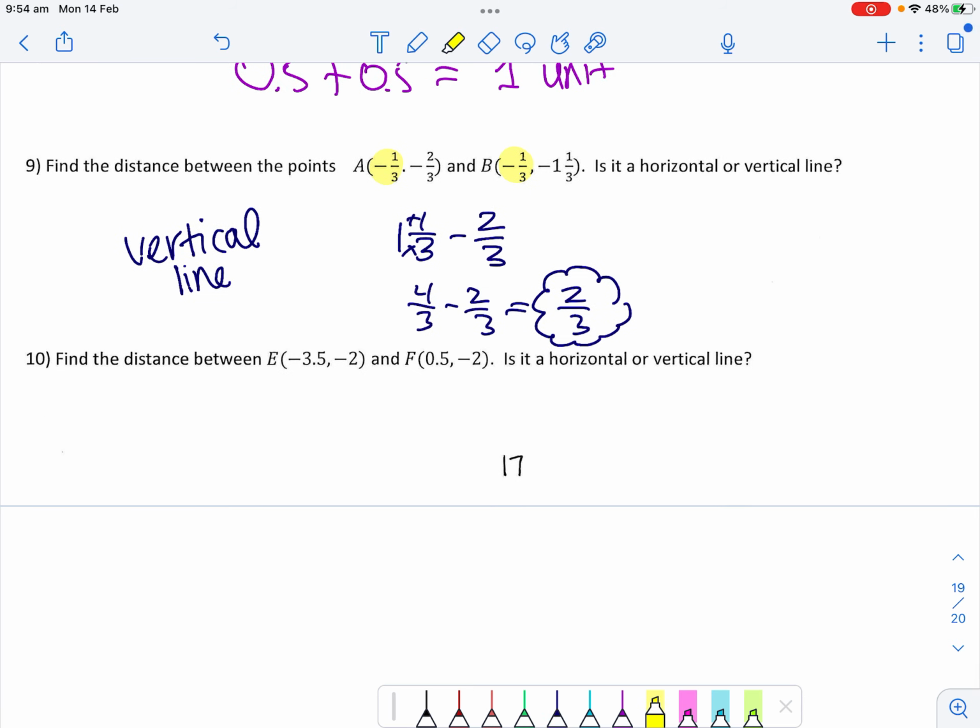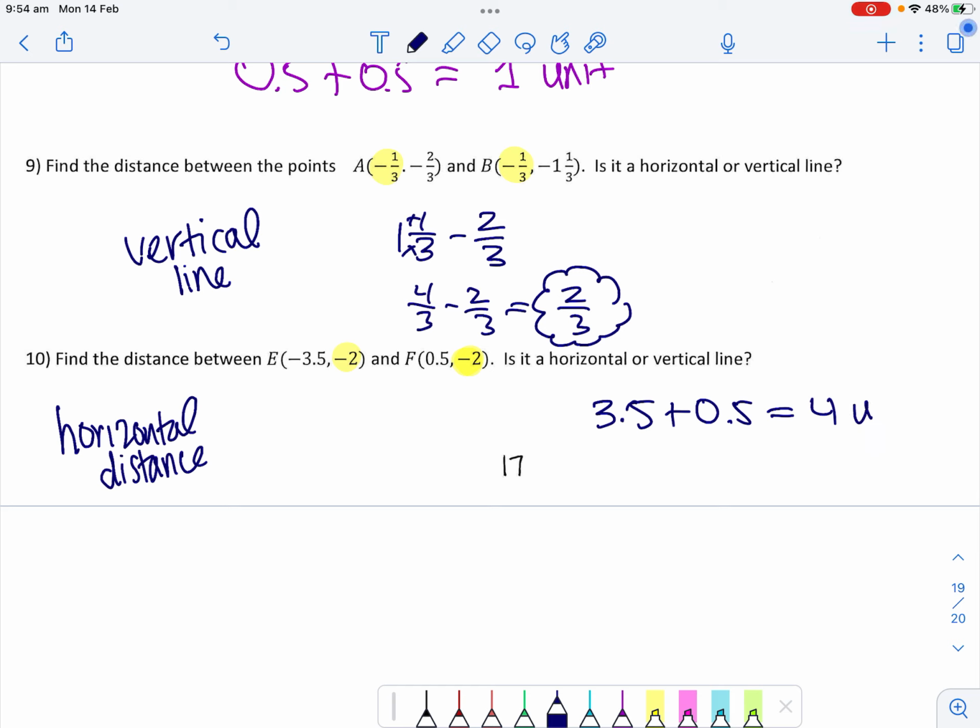For number 10, my y coordinates are going to be the same. That means I'm looking at horizontal distance. And my signs are opposite, so I'm going to do 3.5 plus 0.5, and I get 4 units. I'm going to add units to this.